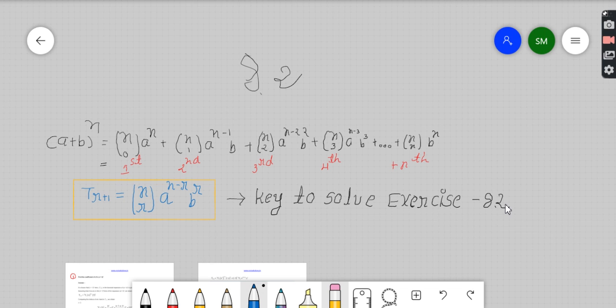You are familiar with (a + b) raised to n expansion, the binomial expansion. Alright, nC0 a raised to n, nC1 a raised to n minus 1 into b, nC2 a raised to n minus 2 b square, nC3 a raised to n minus 3 b cube, and so on, nCn b raised to n. Now this is your first term, as I explained down also. Second term, third term, fourth term, alright, and nth term.